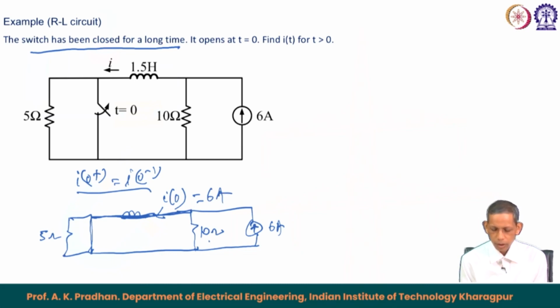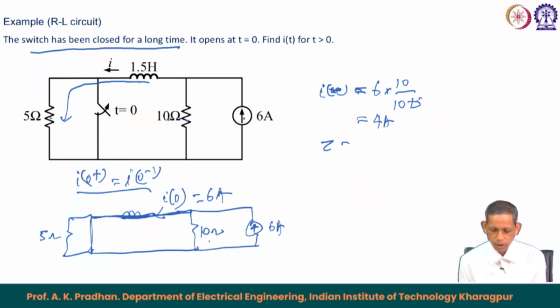Second case, now I infinity. I infinity means this will be open, so the 6 ampere will go by this path and be shared between the two branches. In steady state this will be shorted, so this will be 10 and 5. Then I infinity will be equal to 6 ampere into 10 divided by 10 plus 5. This becomes 15, so 6 into 10, 60, by 15 equals 4 ampere, that is the corresponding current through this one.